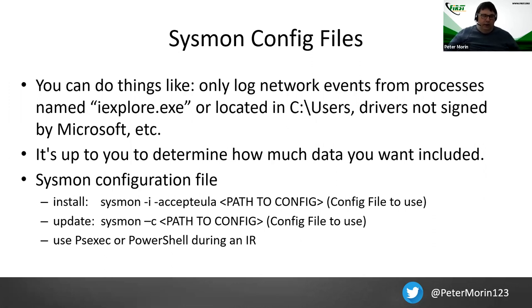It could be an IR situation where you're deploying a new configuration file because you're looking for specific lateral movement that you've detected. It's as easy as sysmon -i, as we saw before, the accept EULA, and then the path to the config file. As mentioned earlier, you can also use -c to update Sysmon with a newer version of the config file. I have a server full of different versions of config files for different things, and I update Sysmon as I see fit, based on whether it's a regular day or I'm dealing with an incident.